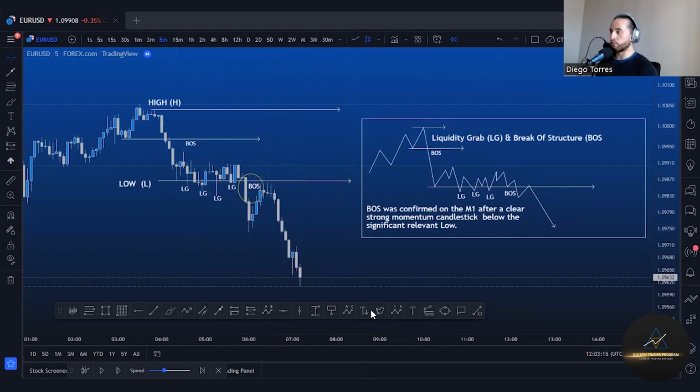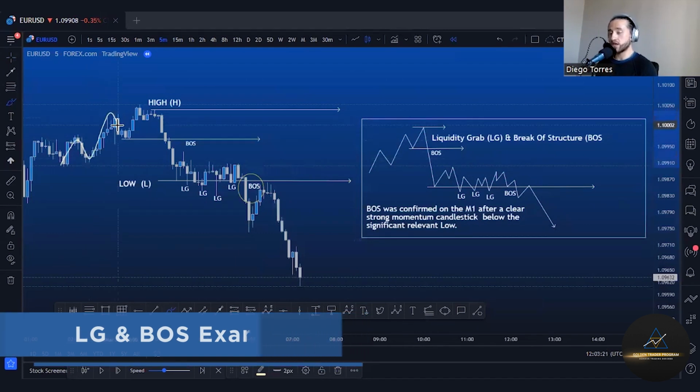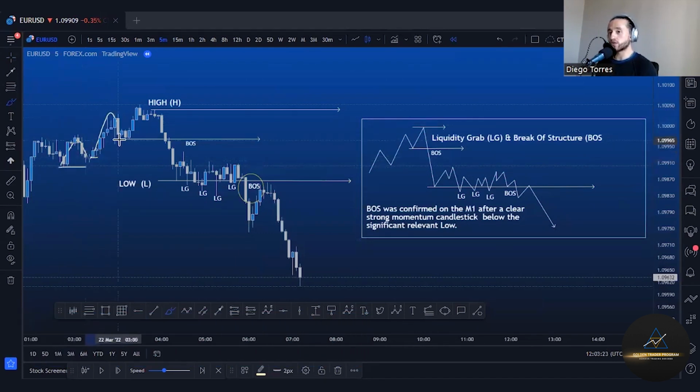Liquidity grab and break of structure. So LG and BOS. If we follow the market round here to the left, you can see the market is rallying, making new lows, higher lows, higher highs, higher lows, higher highs, and eventually it breaks structure, right? So it breaks structure to the downside, clear momentum.